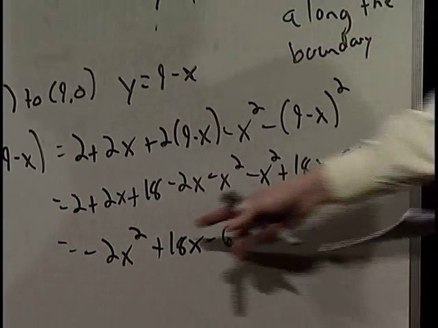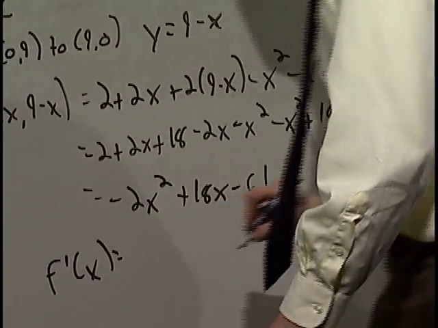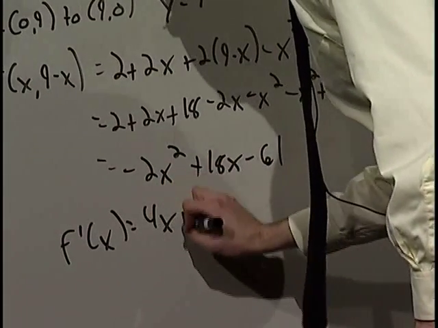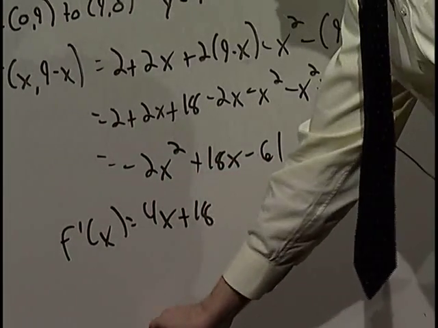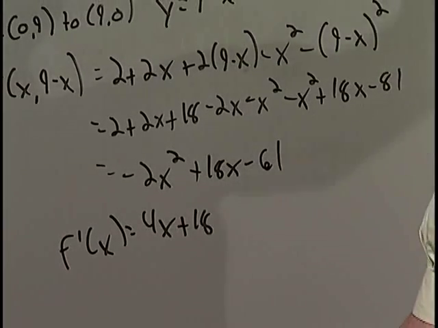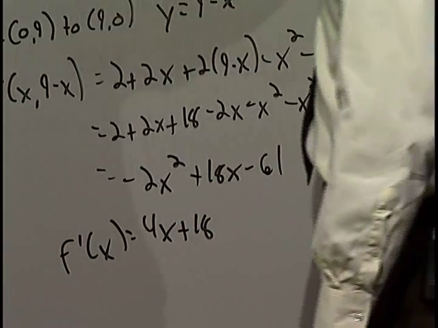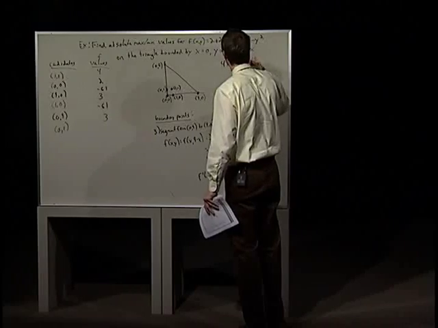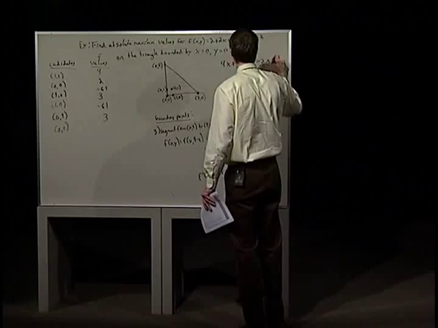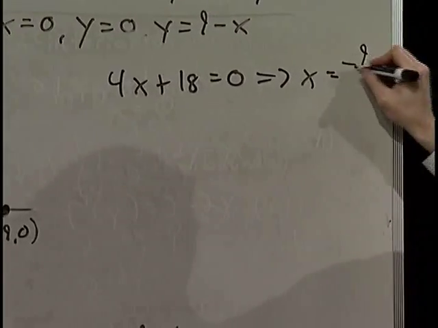Take its derivative. This is just under x. So take this thing's derivative. What do you get? You get 4x plus 18. Right? Let me come back up here again. So you have this thing here. Well, when is it 0? Exactly when x is equal to negative 18 fourths, which is negative 9 halves.